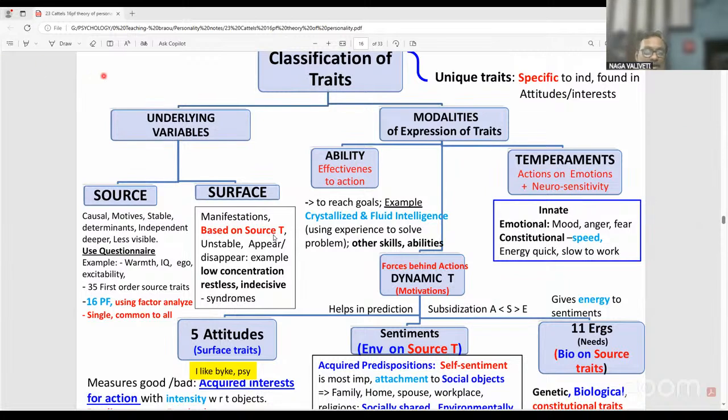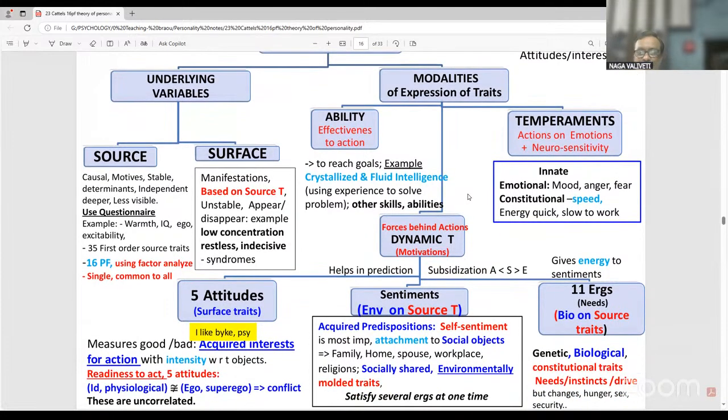So now we will go for source traits, we know. Surface traits we know already, we discussed a lot. Now, how the exhibition of behavior through the traits happens. So he classified these traits into three groups. One is ability, temperament, and dynamic. Dynamics are the motives which give the push for the action. Whether this action is effective or not depends on your ability.